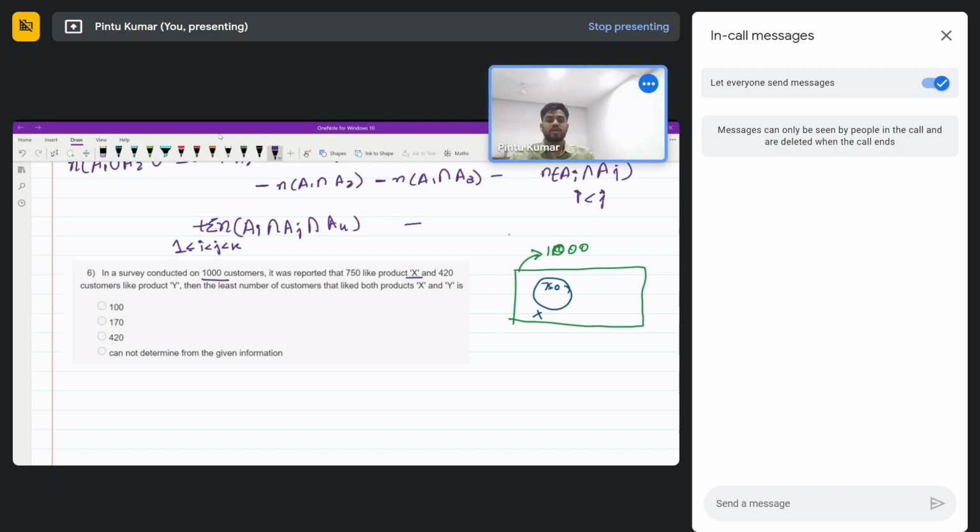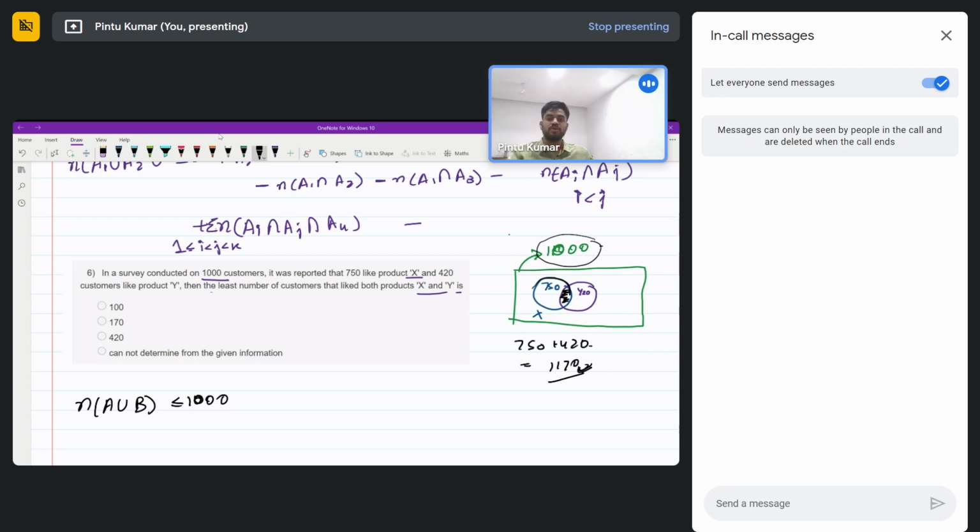And also there are 420 customers who like product Y. So the question asks: what is the least number of customers that like both products X and Y? Now if you sum up these two values, 750 plus 420 is 1170, right? So it is exceeding the number of people on whom the survey was conducted. So why is it happening? Because we are summing this portion twice when we sum the blue circle and the purple circle, right? So what we know is that the number of elements in A union B must be less than or equal to 1,000, because the survey was conducted on 1,000 customers.